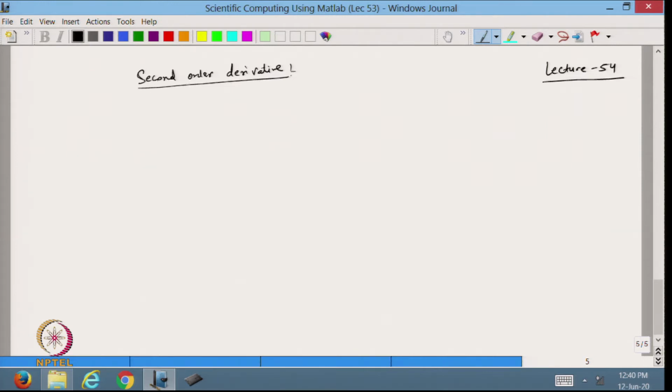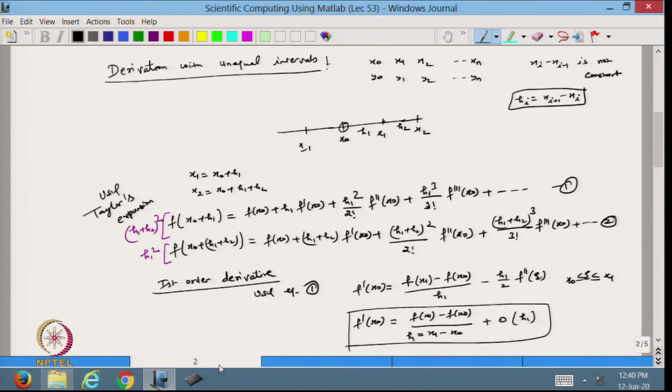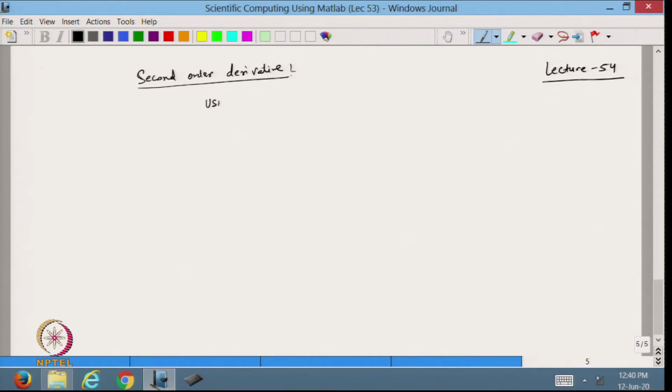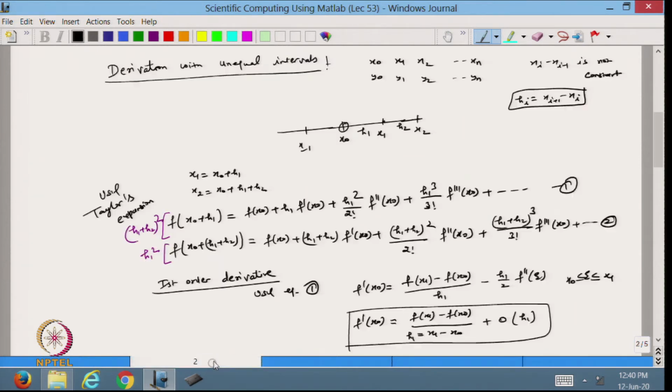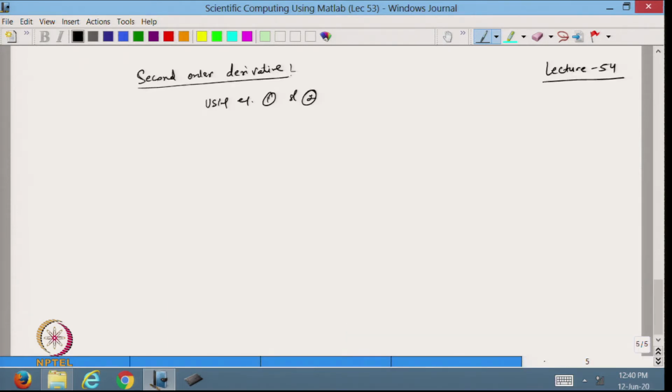Now we will use expressions 1 and 2 as we have discussed. Using equation 1 and 2, so this is equation number 1 and this is equation number 2. We eliminate f dash x naught from them. So let us eliminate this one. How can we eliminate it?